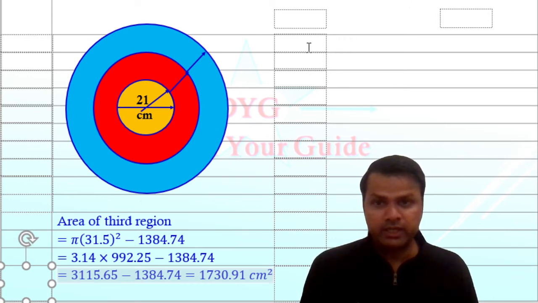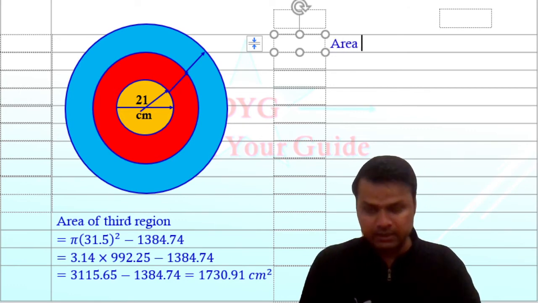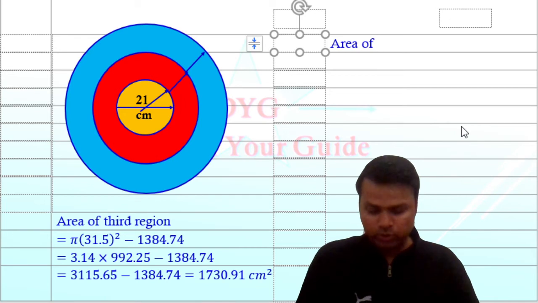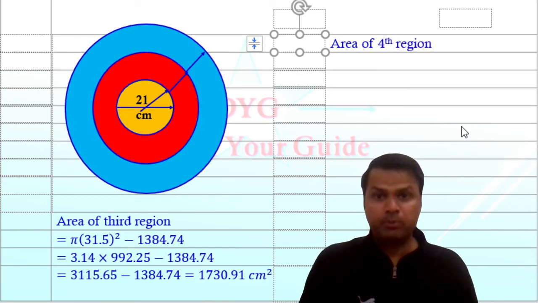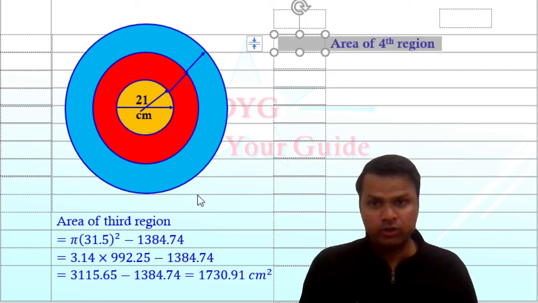Now let's calculate the area of the fourth region. Now, if you have got the idea of what we are discussing till now, then I'm sure you should be able to visualize how we can calculate the area of the fourth region. So again, you can pause the video, think, are you able to guess how we are going to get the area of the fourth region?